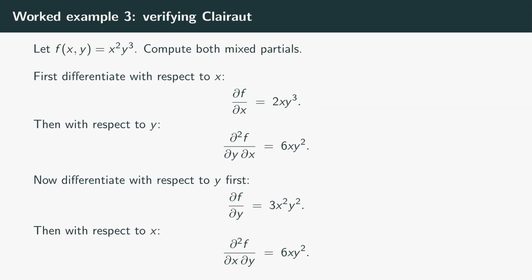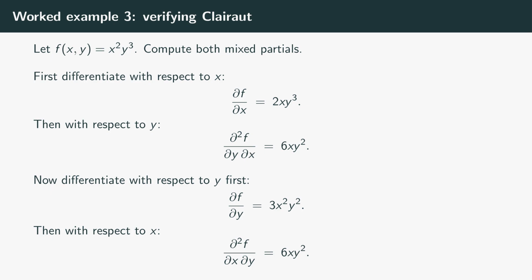Let's verify Clairaut on something concrete. I always found this kind of thing more convincing than the proof. Take f equals x squared times y cubed, try x then y first. Differentiating with respect to x, treating y cubed as a constant, gives 2xy cubed. Then differentiate that with respect to y. 2x is now constant, and the derivative of y cubed is 3y squared. The product is 6xy squared.